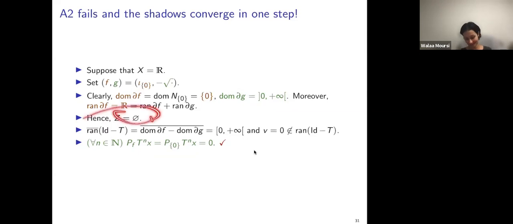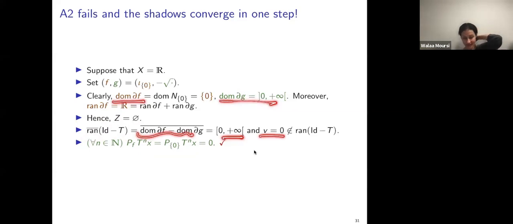So Z is empty. Now, what is the closure of the range of identity minus T? If we look at this by definition, we get that this is just the non-negative ray, and therefore V is 0, but it's not attained. It cannot be attained, because if it is attained, then Z is non-empty. That's an equivalence, if and only if. So we get V here is 0, but it's not attained.